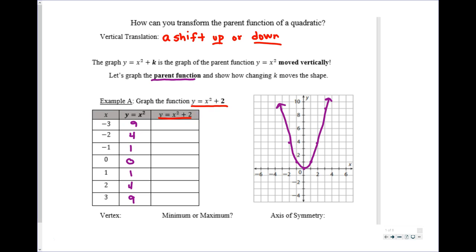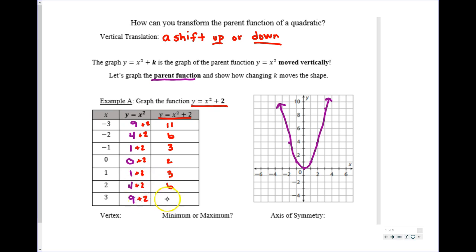Now I could do this in my calculator, but when you're adding 2 to x squared, you're really just taking this 9 and saying let's add 2 to it to get 11. Let's add 2 to the 4 to get 6. Let's add 2 to 1 to get 3. Add 2 to 0 to get 2. And so on. Okay? So we're adding 2 to x squared.